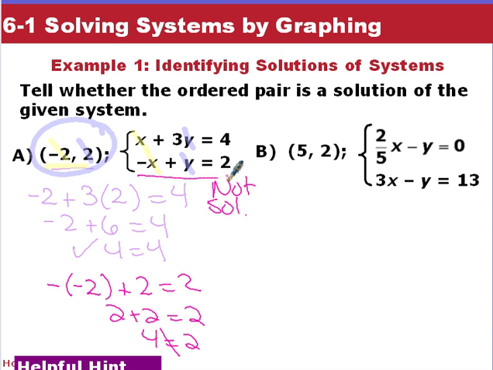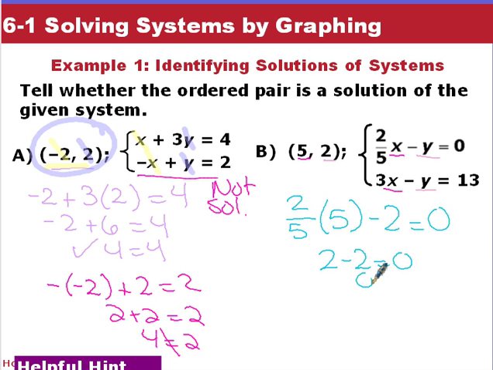Now let's move on to B. And again, we substitute in 5 for our x, and we substitute in 2 for our y variable. So let's go ahead and write those equations out with those substitutions in there. So 2/5 times our x minus our y equals 0 is one equation. Let's go ahead and simplify this. So 2/5 times 5 is going to be 2. So 2 minus 2 equals 0. 0 equals 0. That's true.